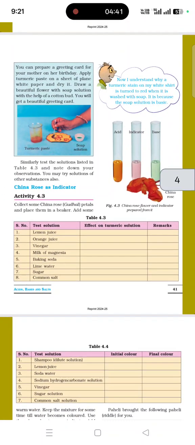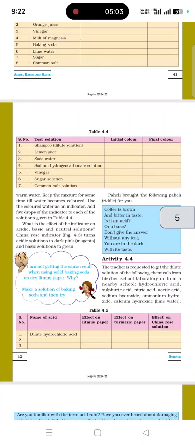So you can see how to test a solution. If we see lemon juice, orange juice, vinegar, all these three contain acid in them. So the color effect on turmeric solution is that it will remain the same yellow color. Whereas milk of magnesia, baking soda, lime water, all these are basic in nature. So there will be a color change of the turmeric into reddish in color.